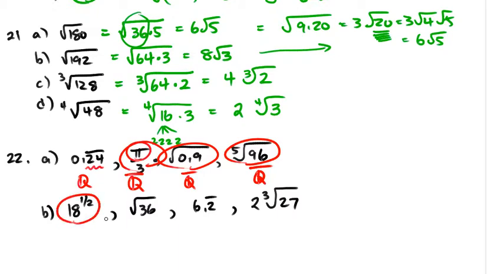This is the square root of 18, that's irrational. This is 6, which is definitely rational. This one, the decimal place repeats, so it is rational. And the last one, the cube root of 27 is 3, and 3 times 2 is also 6, so that one is rational. The only one that's irrational is 18 to the 1/2.